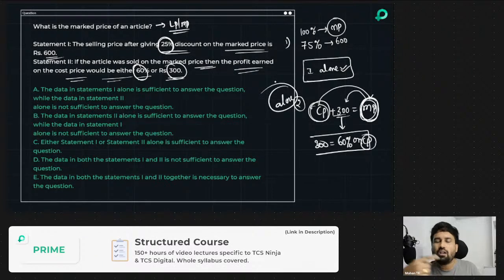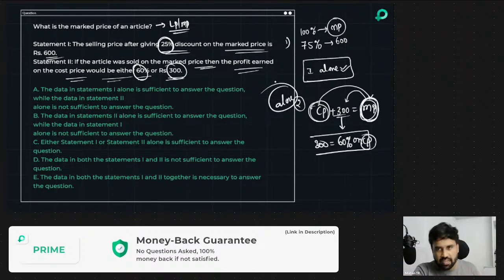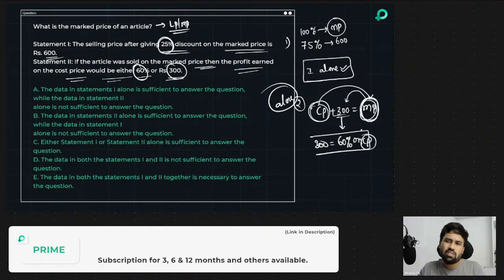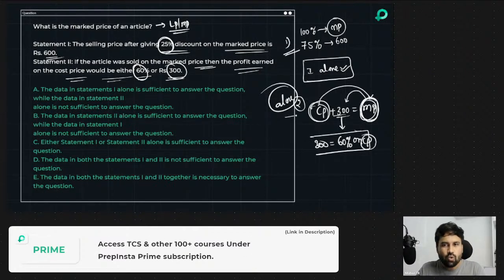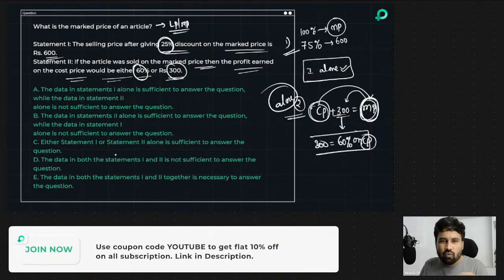See, guys, this is all interrelated to the theory. If you don't have proper theory knowledge, even I can't do anything. Why? Because they're interrelated. So 1 alone is sufficient, 2 alone is sufficient. So always either 1 or 2 alone is sufficient, we have to choose.